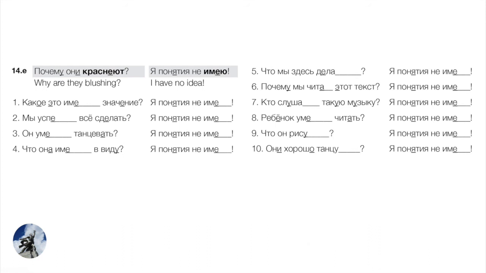Number five, what are we doing here? Now watch out. Some of these verbs are not verbs of that type. Here we have an И verb. Что мы здесь делаем? Я понятия не имею. Number six, why are we reading this text? Почему мы читаем этот текст? Я понятия не имею. Number seven, who listens to such music? Кто слушает такую музыку? Я понятия не имею.